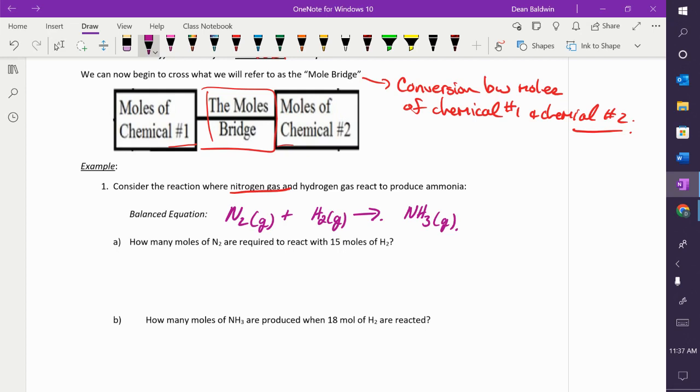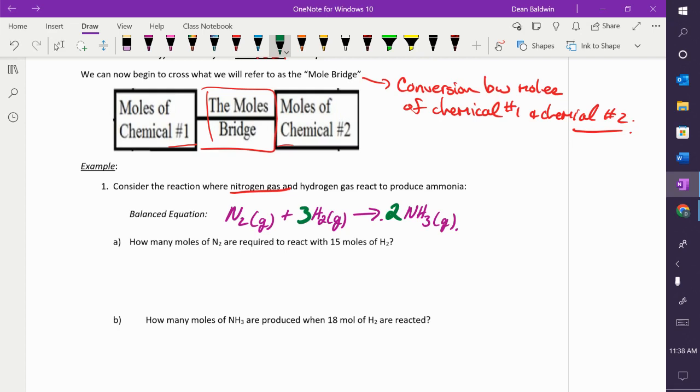Now we have the reaction, but what do you have to do before you can do anything in the reaction? You have to balance it. If it's not balanced, you cannot do stoichiometry. So how do I balance this reaction? Okay. So we put a 2 in front of the NH3. That's the nitrogen balance. Now, how many hydrogens do I have on the right-hand side, the products? I got 6. So I need to put a 3 in front of the H2. Now it's balanced. And now we can use it to do stoichiometry.